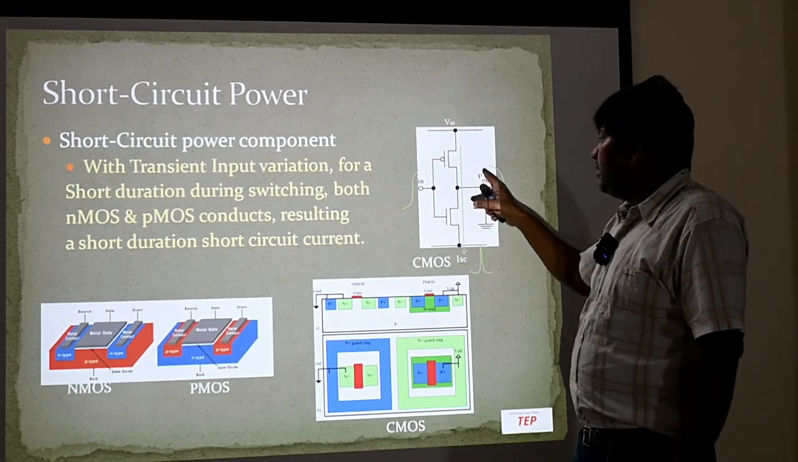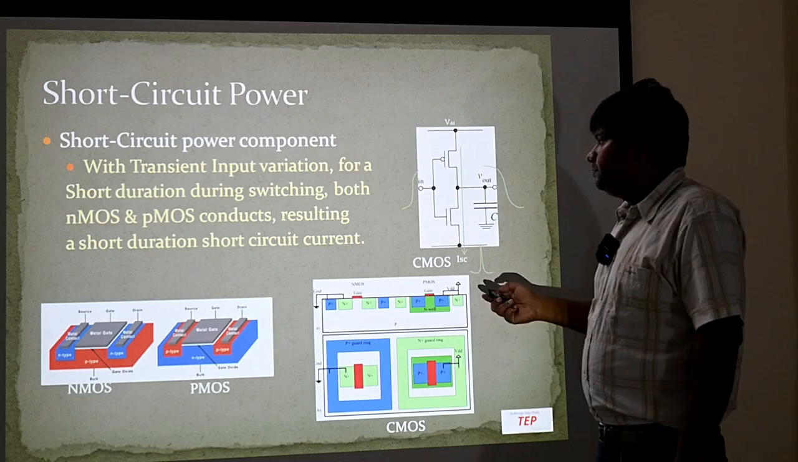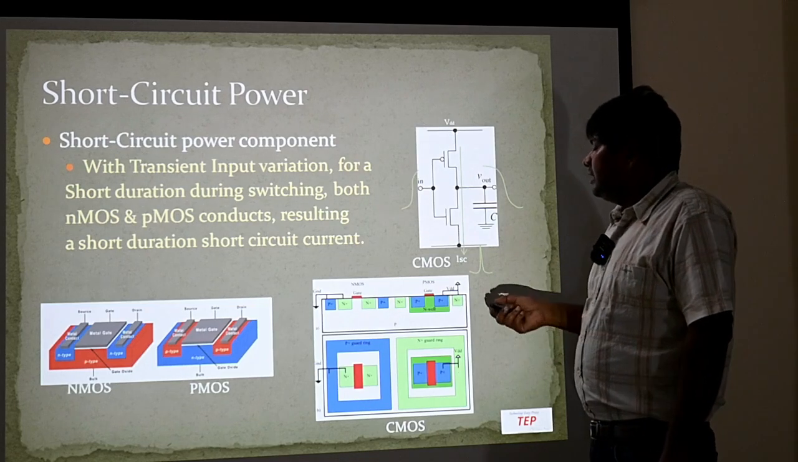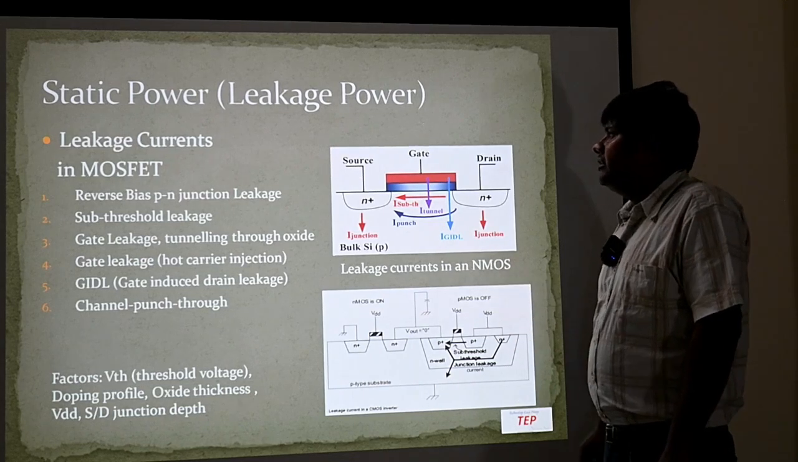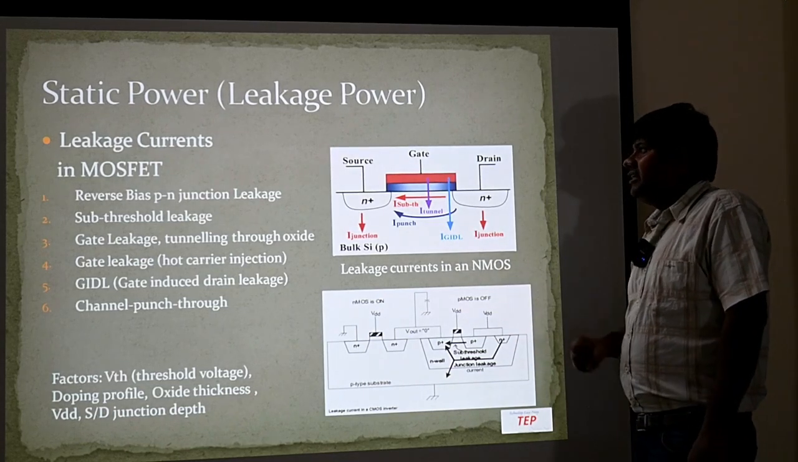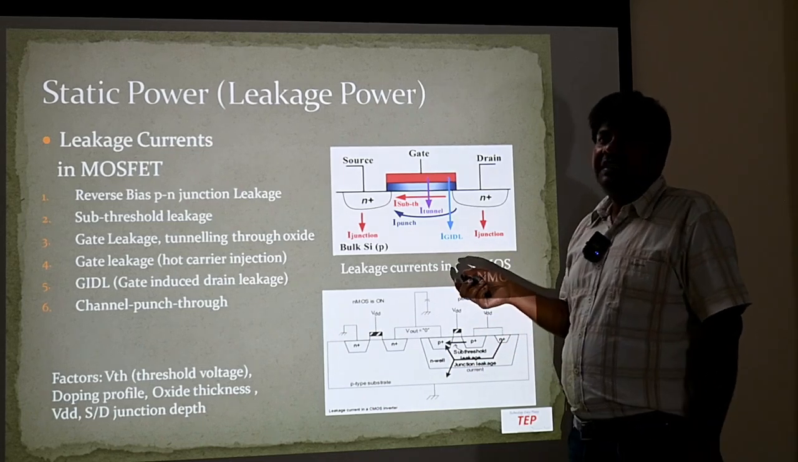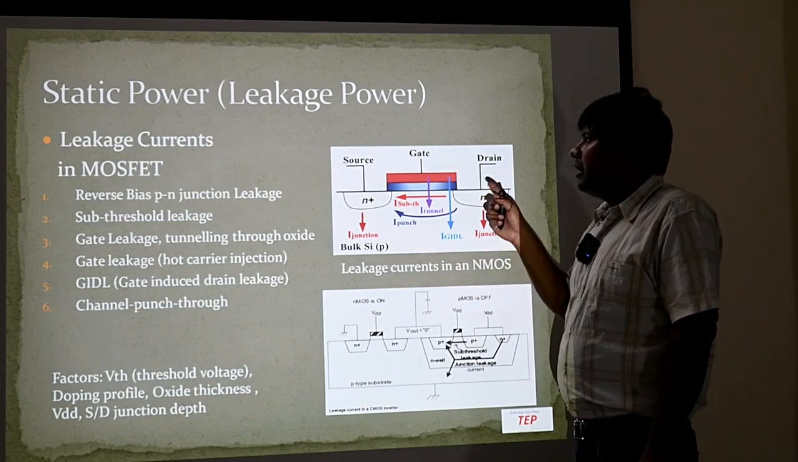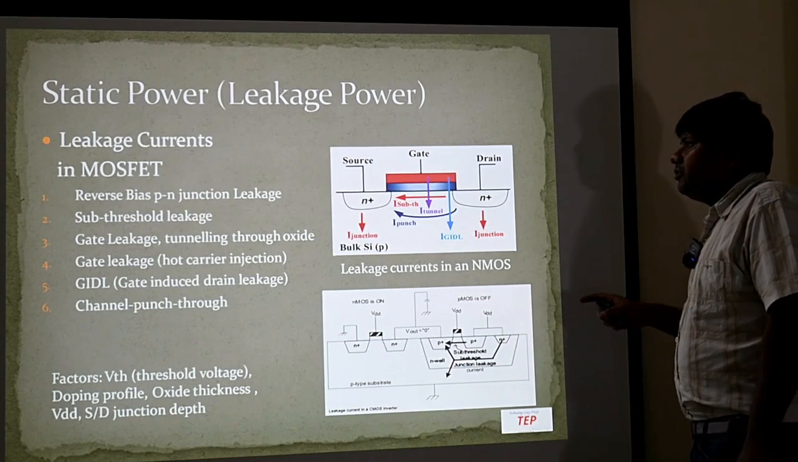Okay, and this power which is getting dissipated is called short circuit power. This is the second component. There is one more, which is a more prominent component. This is called static power. Static, because even while the switching is not happening, this power is getting consumed. And that is called leakage currents.